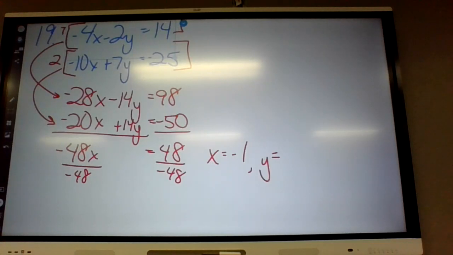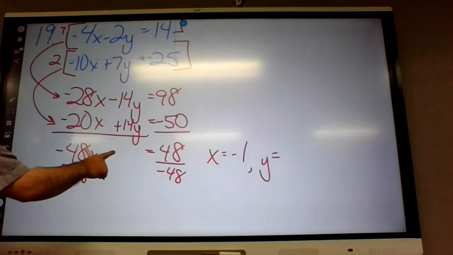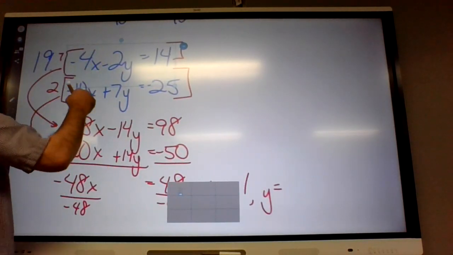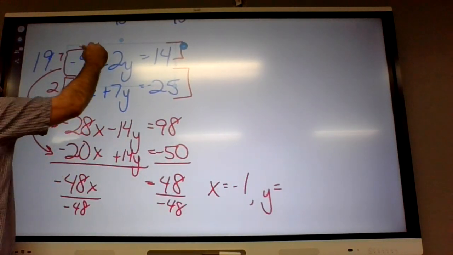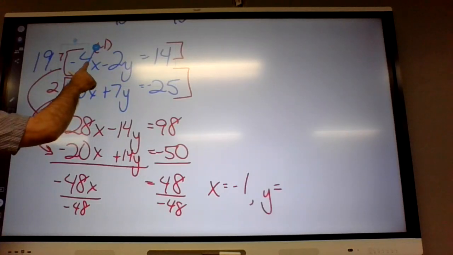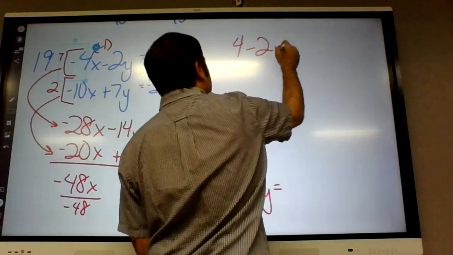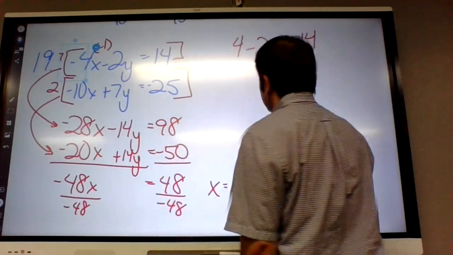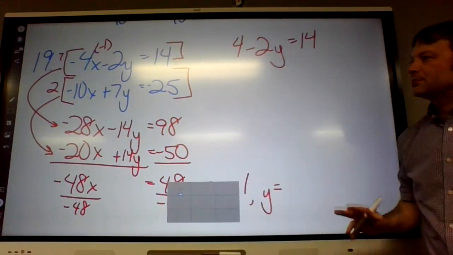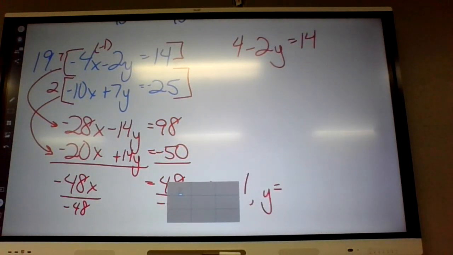Luke said it's negative 1. Kinsey said negative 1. Okay, so I got x is negative 1. I'm going to plug that in. It can be really any of these equations. I'm going to plug it in the top. Negative 4 times negative 1 is positive 4 minus 2y equals 14.